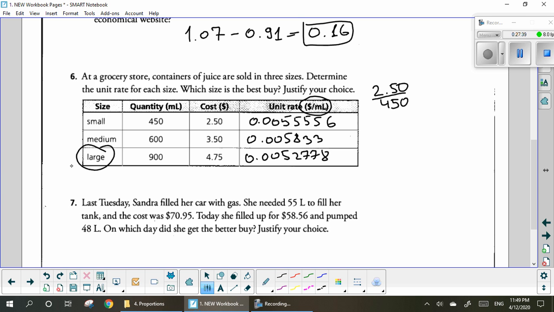And it's only when you have these small units such as milliliters or grams or like little jelly beans, that sort of stuff. So other than that, usually the prices are going to be fairly obvious which one is a better deal. All right, on to next question.